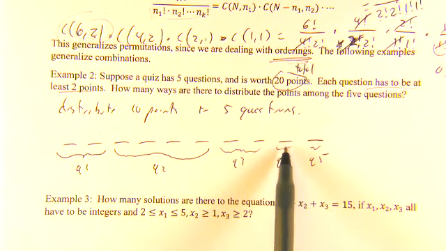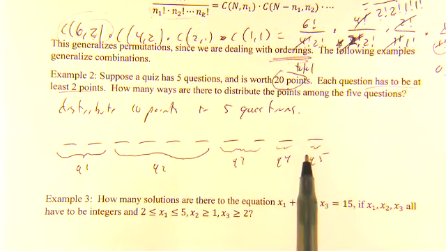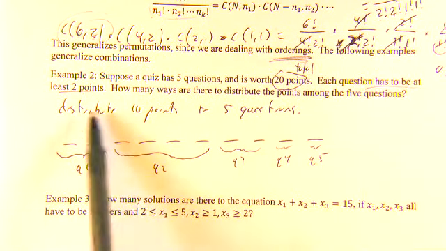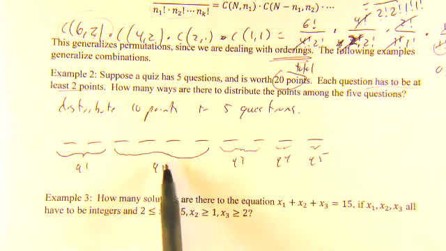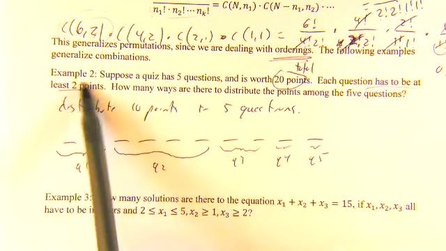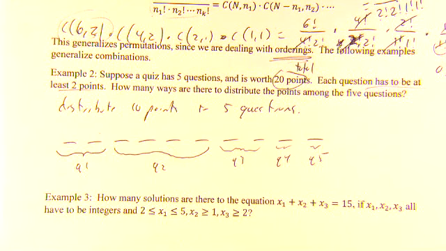Question 4 is worth 3. Question 5 is worth 3. So question 1 is 2 points plus these 2 points. Question 2 is 4 points plus the 2 points it has to be. Great. So that's how I can think about distributing 10 points to 5 questions.